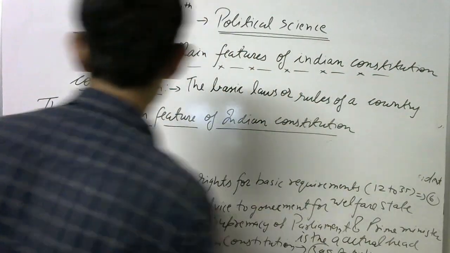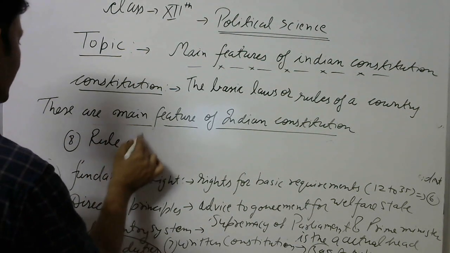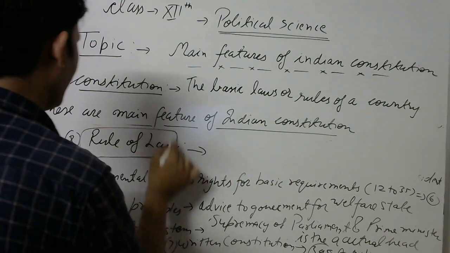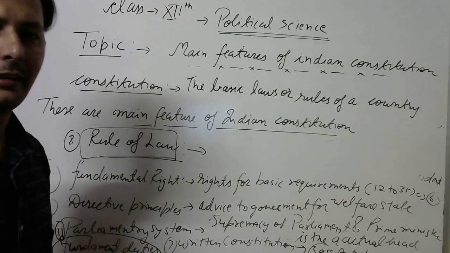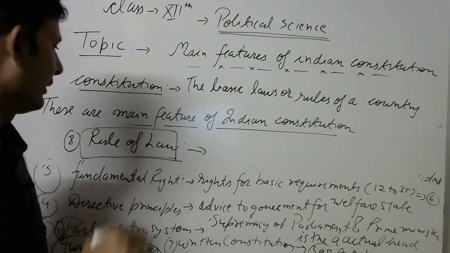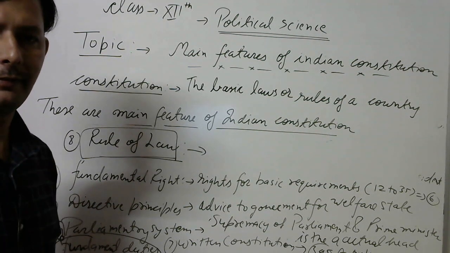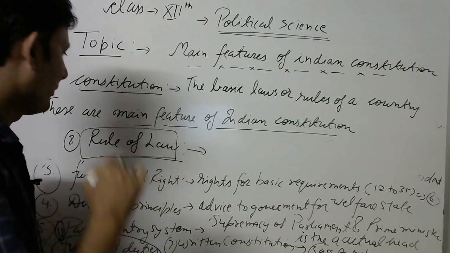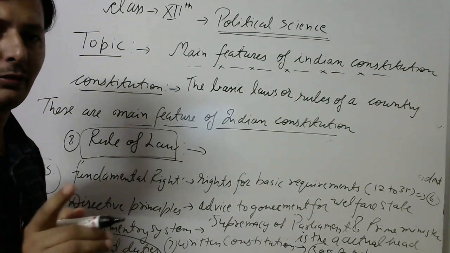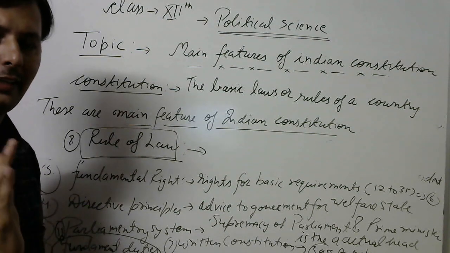Number 8 feature is rule of law. The meaning of rule of law is that each and every person, every civilian, is equal, and they all obey the law and legal system of India. This rule of law basically emphasizes equality, justice, and rights.